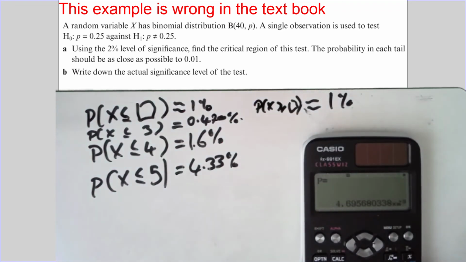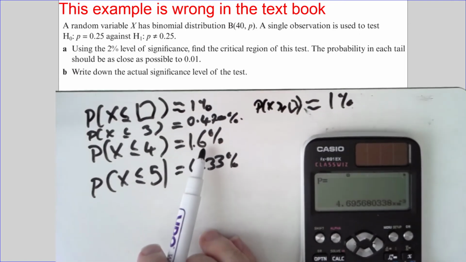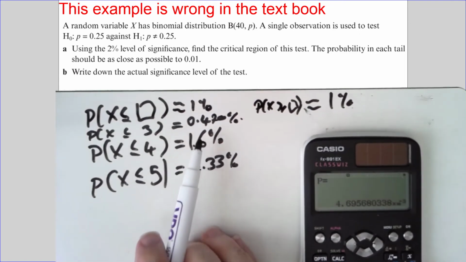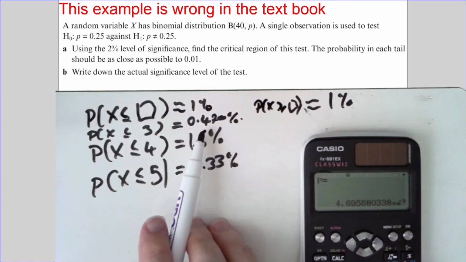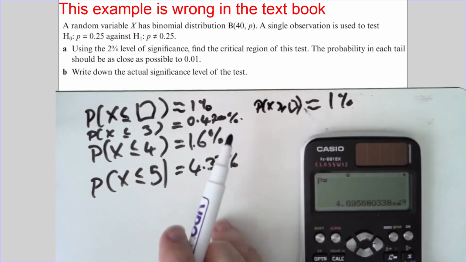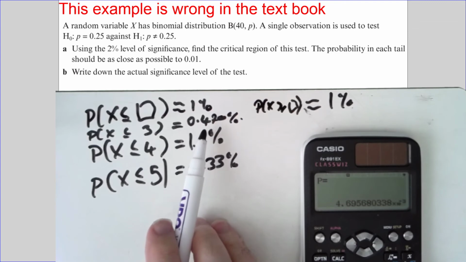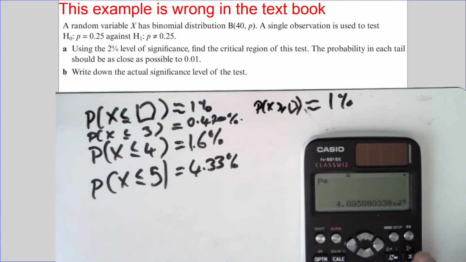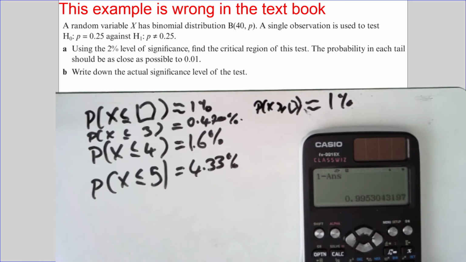Because this is 0.6 away from 1. This is less than 0.6 away from 1. Because if we were to take 1 and take away 0.6, we end up with 0.4. So this one actually ends up being closer. Let's just make sure. So if we go menu 1 and do 1 minus answer.